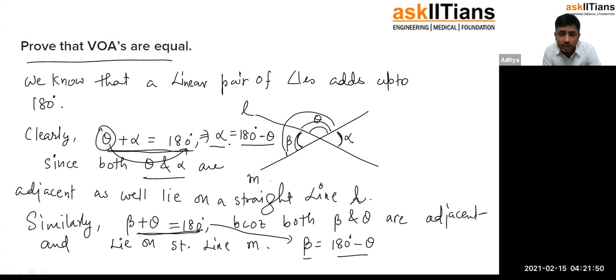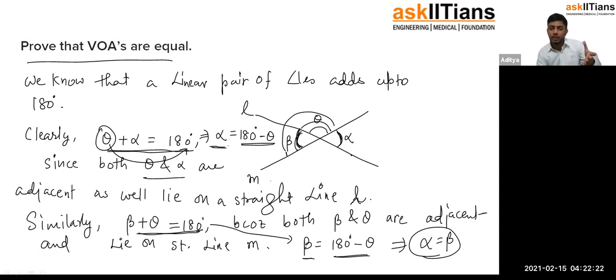So we can observe that alpha equals 180 degree minus theta, and beta also equals 180 degree minus theta. So obviously, from Euclid's axiom, which stated that things which are equal to the same thing are also equal to one another, we can say that alpha and beta angles will be equal, because both of them are equal to the same thing, 180 degree minus theta, correct? And hence we have concluded that since alpha and beta are a pair of vertically opposite angles, and we have proved alpha equals beta, vertically opposite angles will always be equal to each other, right?